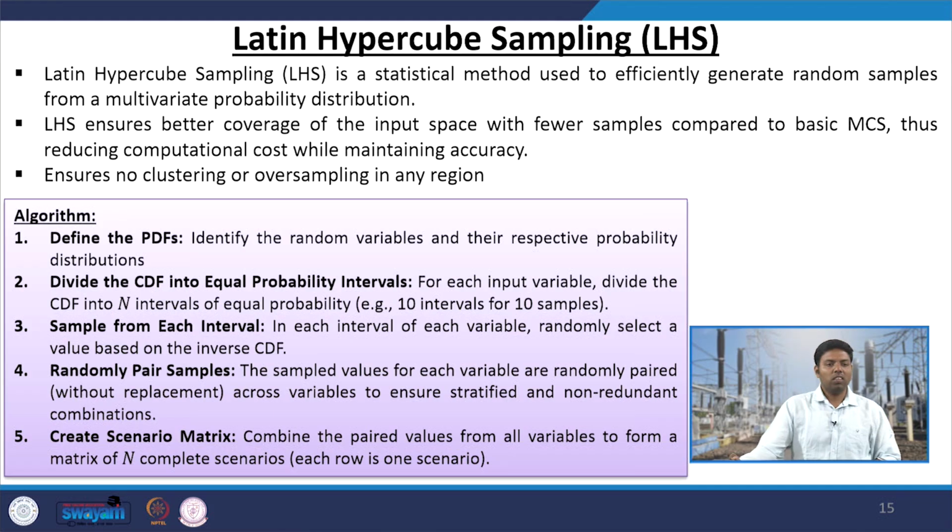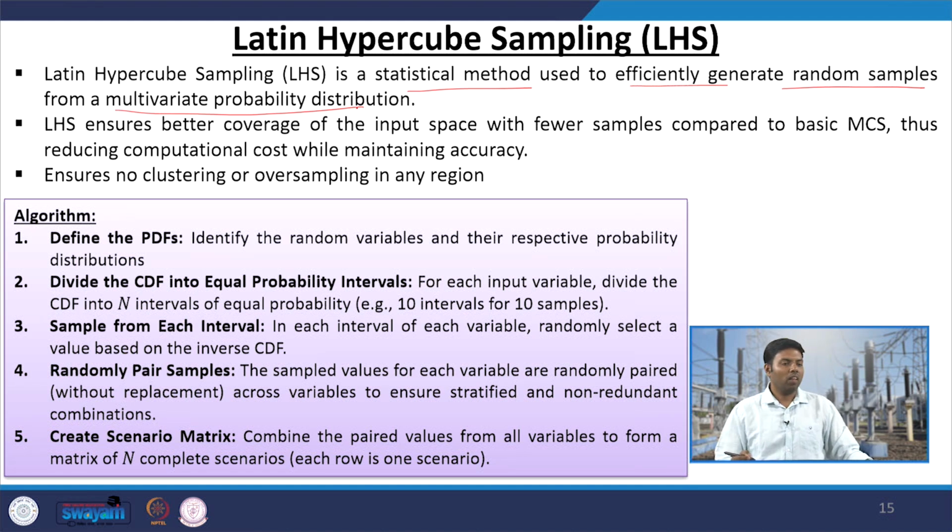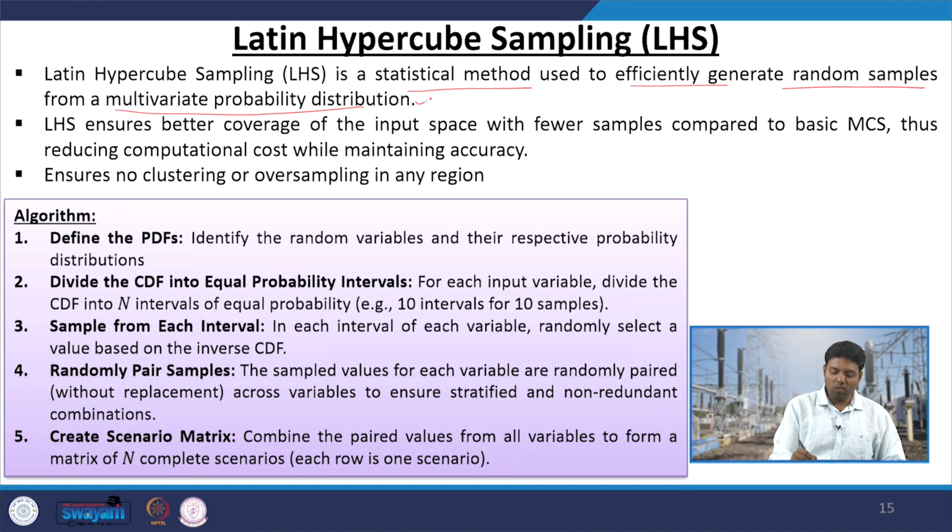Then the next sampling method is the Latin hypercube sampling method. It is a statistical method used to efficiently generate random samples from a multivariate probability density function. So, you have to remember, Latin hypercube you can only use when you have 2 or 3 uncertain parameters in your problem, not a single one. If you have a single uncertain parameter, then you have to go with Monte Carlo simulation. But if you have 2 or 3 uncertain parameters, then you can go with your Latin hypercube sampling method.